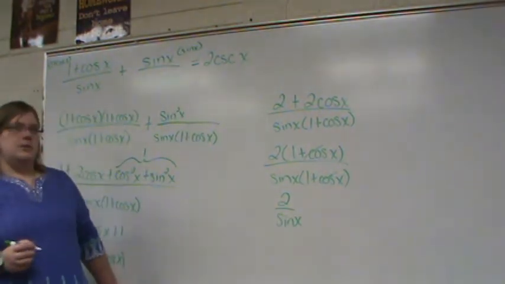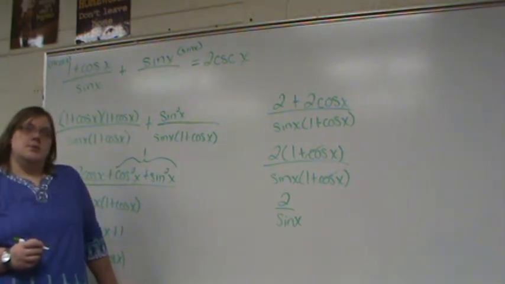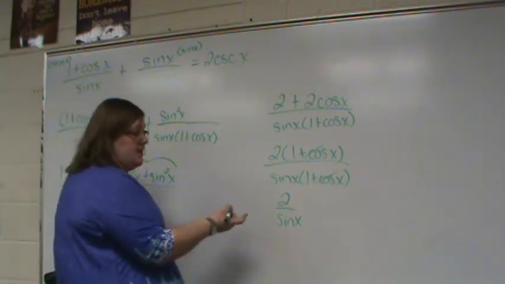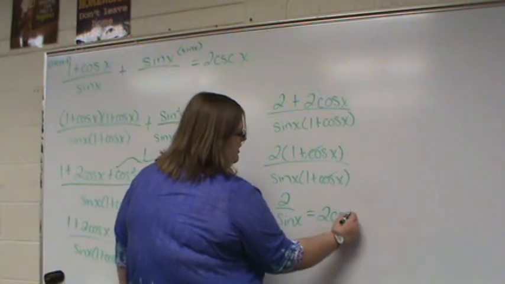So what does that mean? Just go up and then these. It's double. Just cosecant, flip it. So this equals 2 cosecant x.